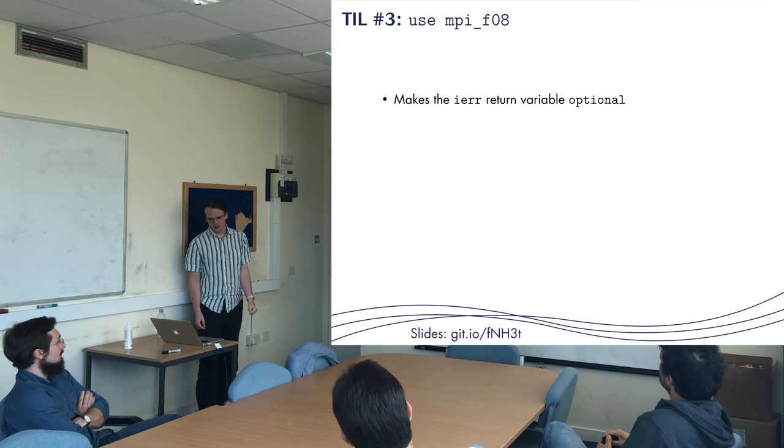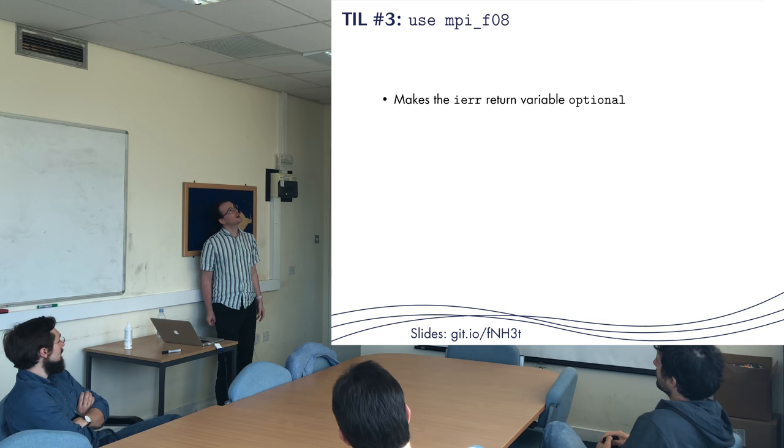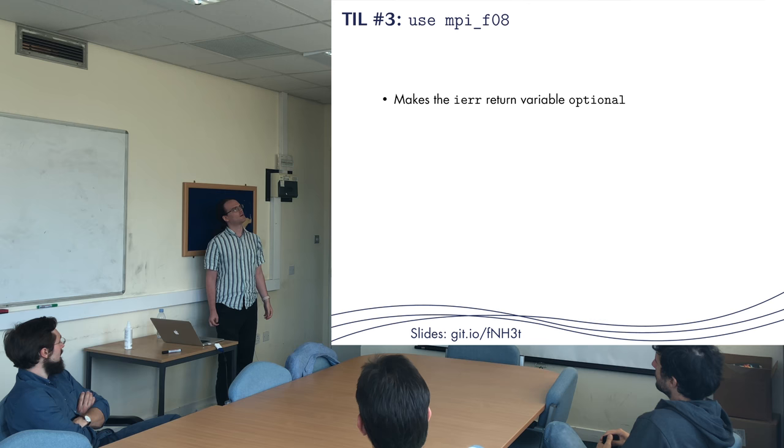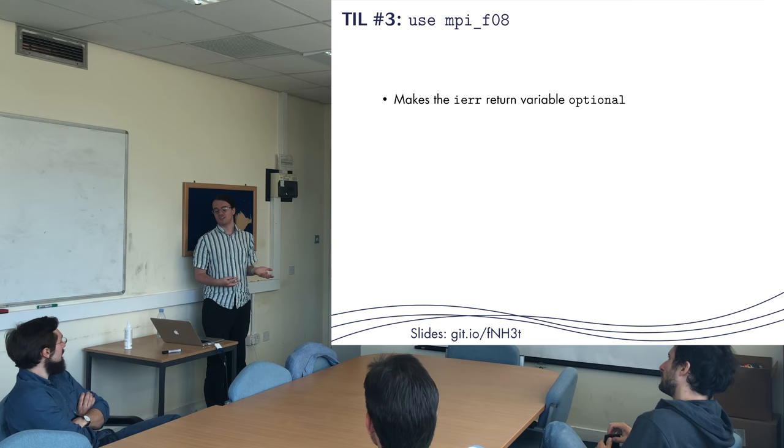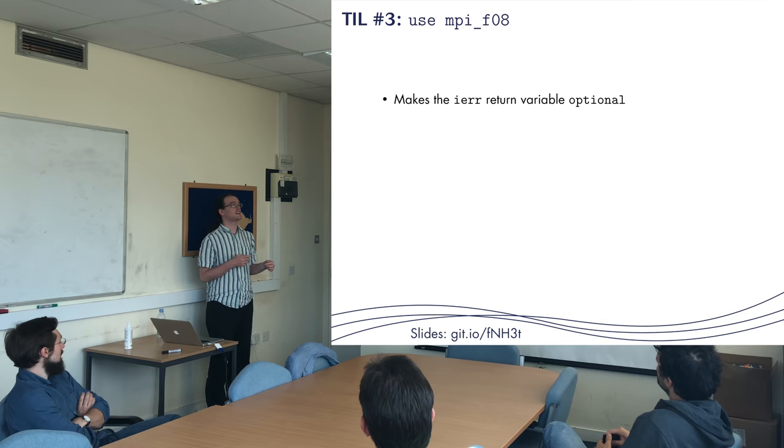Anyway, so MPI F08. This is specifically for Fortran programmers. Fortran 2008 defined a lot of nice features, particularly for interoperability with C. MPI is implemented in C, and it's the MPI forum that pushed for these improvements to be made in Fortran. So it makes sense that now they have this Fortran 2008 compatible interface that is a lot easier to use, with some caveats. So the first thing it does is it makes the ierror return variable optional.